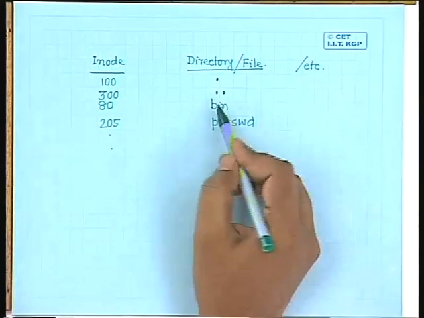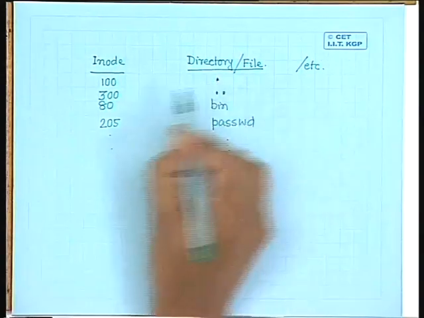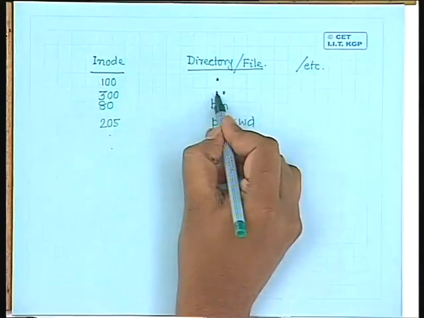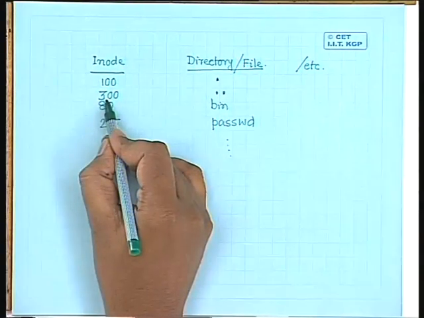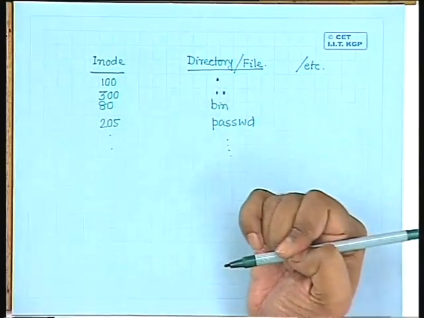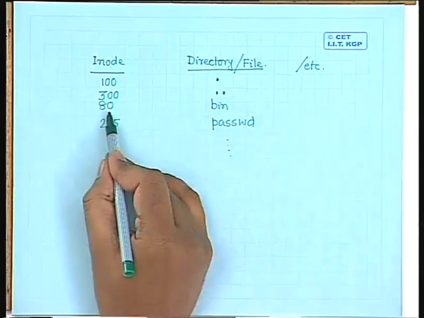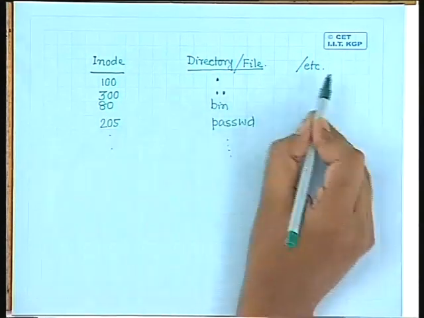Okay. So from a particular directory, using dot, I can find out the inode number of the current directory, or using dot dot, I can find out the inode number of its parent directory. For any other entries, whether it is a file or a directory, I can always find out the inode number of the corresponding file or the corresponding subdirectory under the current directory.